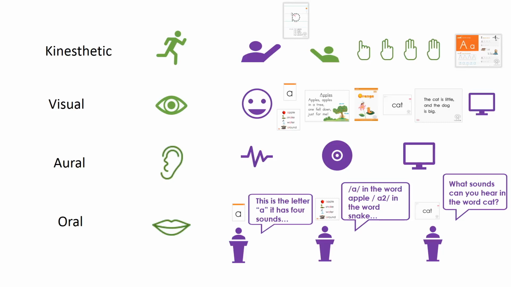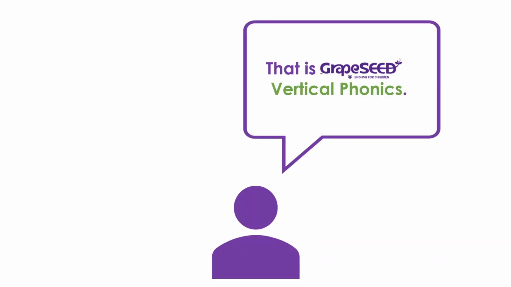For example, this is the letter A. It has 4 sounds. That is Grapeseed Vertical Phonics.